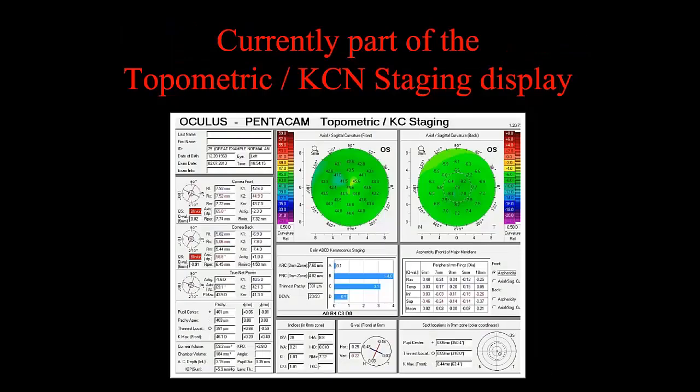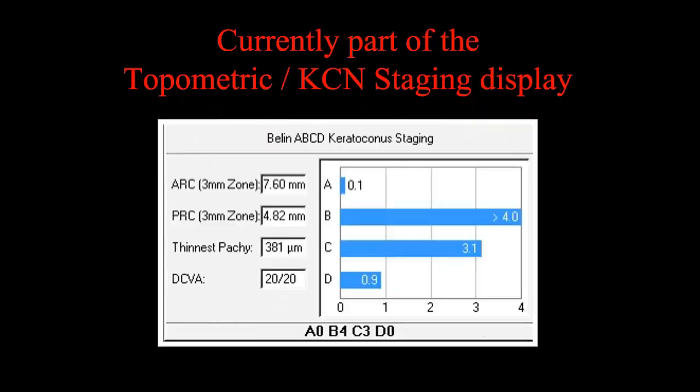Currently, it's part of the Topometric keratoconus staging system. As I said, this has been available for, I think, over a year, and this is a blow-up of what the display looks like. The actual description would really be here. In other words, this is exactly the radius of curvature of the anterior surface 3mm zone, the posterior radius of curvature 3mm zone at the thinnest pachymetry, and this is the distance visual acuity. These are the A, B, C, D values, and then this is the actual classification here.